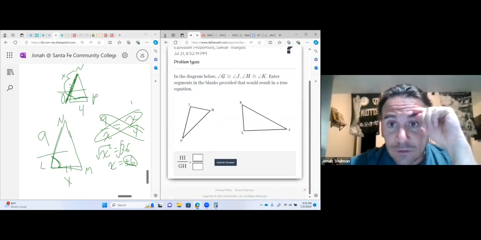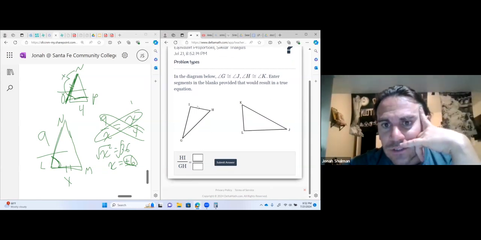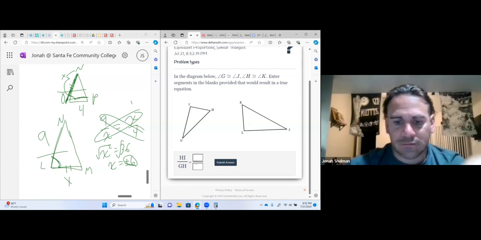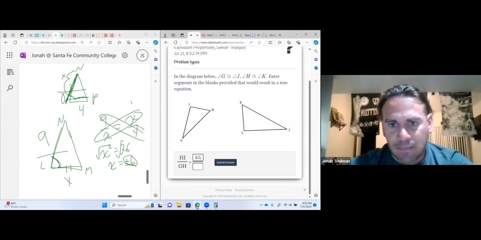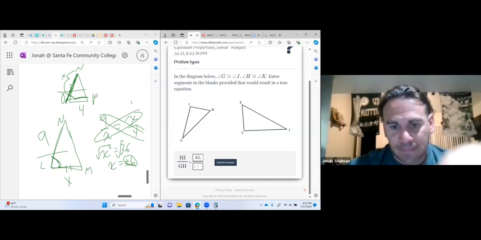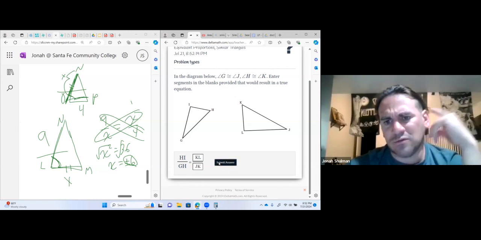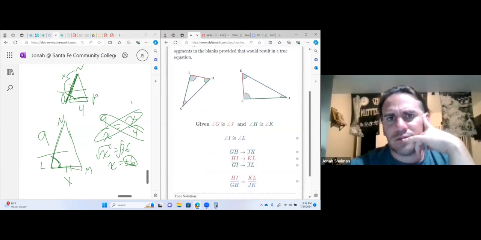All right, so we know that G matches to J, so it got rotated. So HI is KL. And GH is JK. You just always want to go in the same order. Ta-da, it got all spun around.